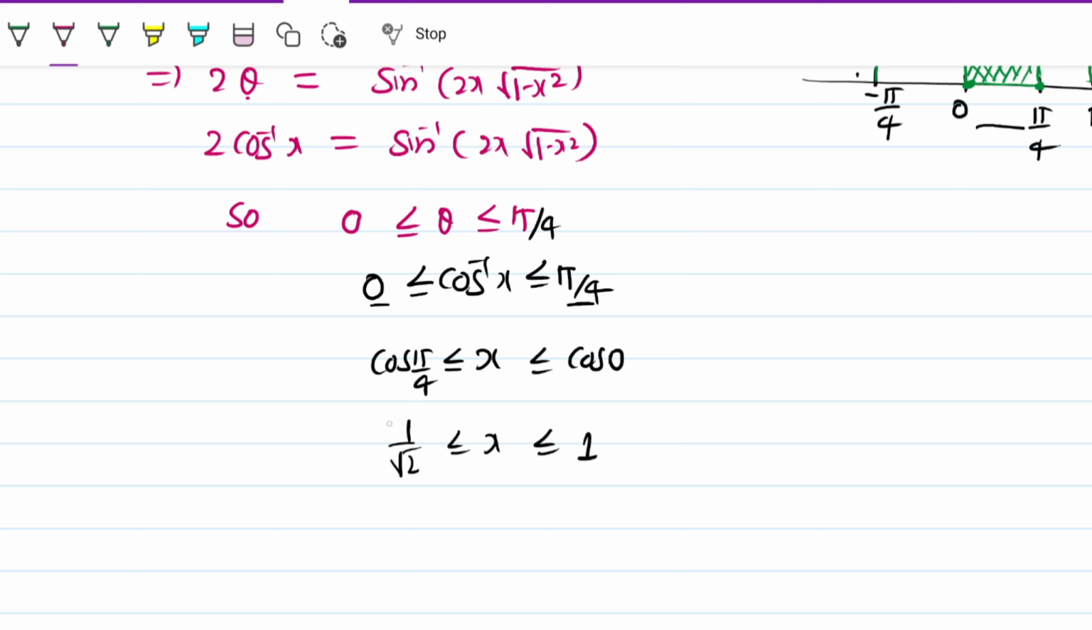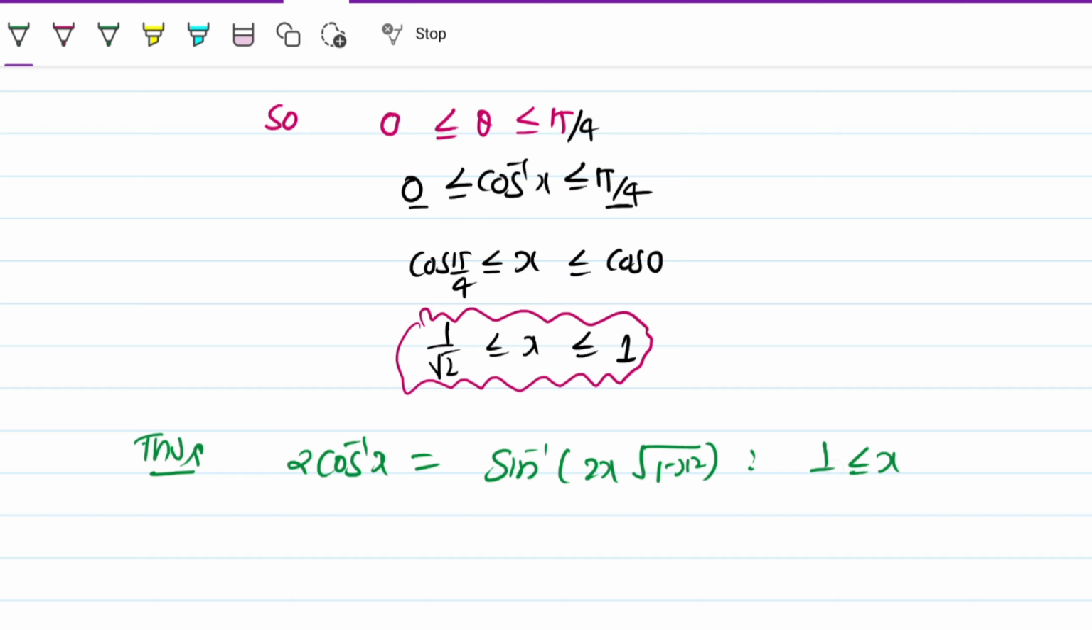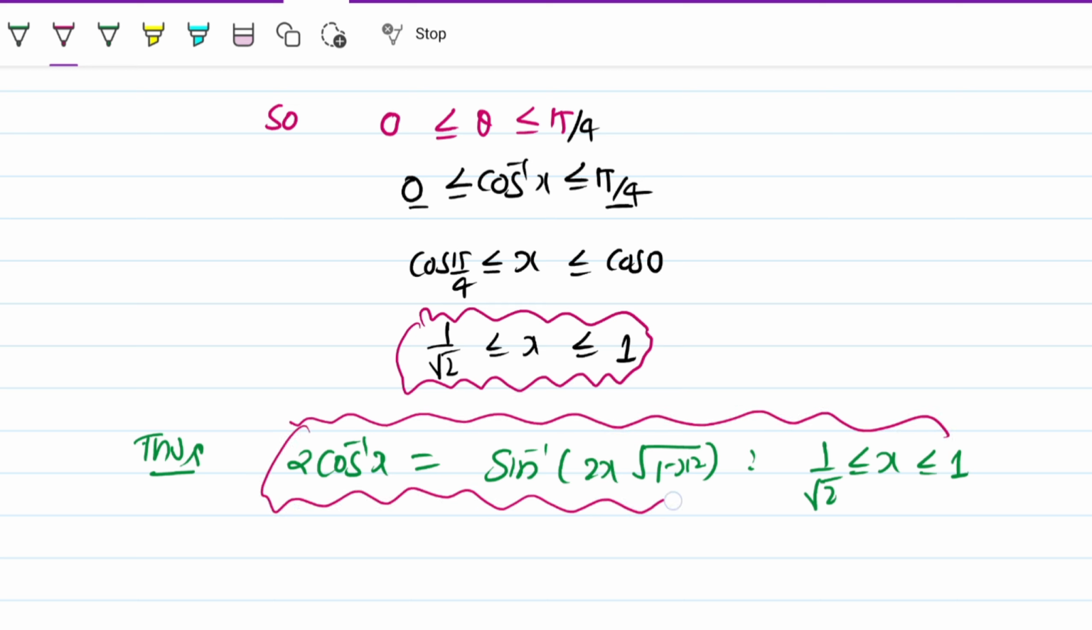Okay, so we got the restriction on the domain. The domain of the given identity is greater or equal to 1 upon root 2 and less or equal to 1. Thus 2 cos inverse x equals sine inverse 2x root 1 minus x square whenever x is greater or equal to 1 upon root 2 and less or equal to 1. Okay, hence proved.